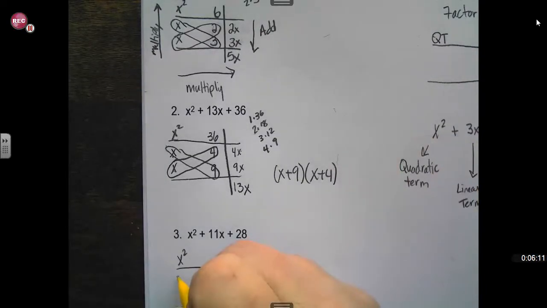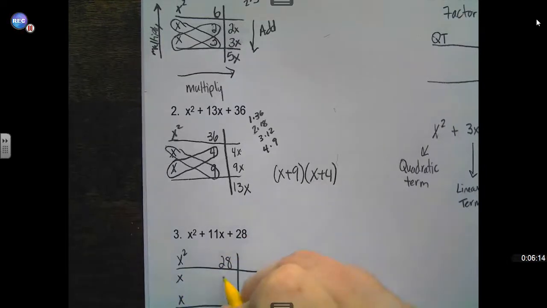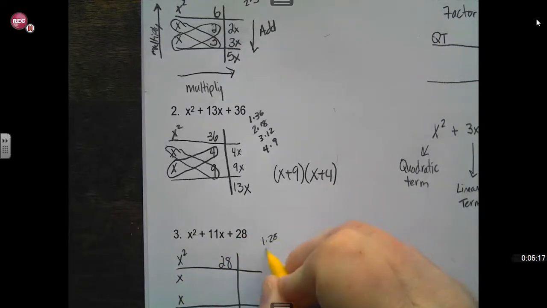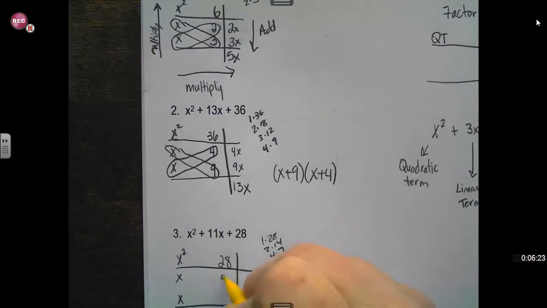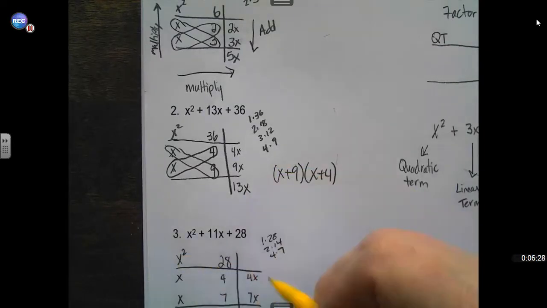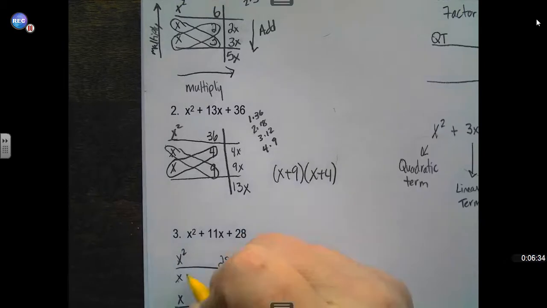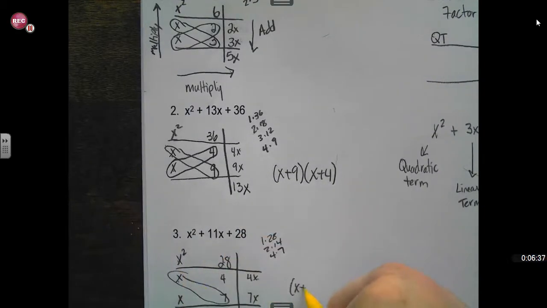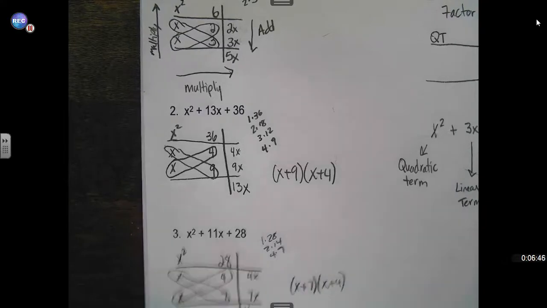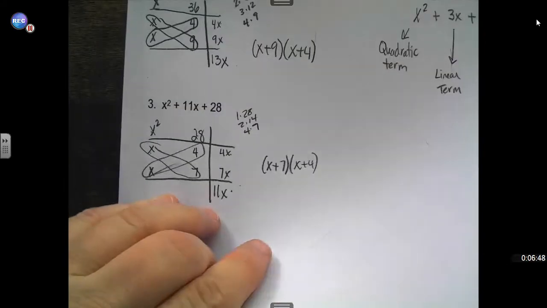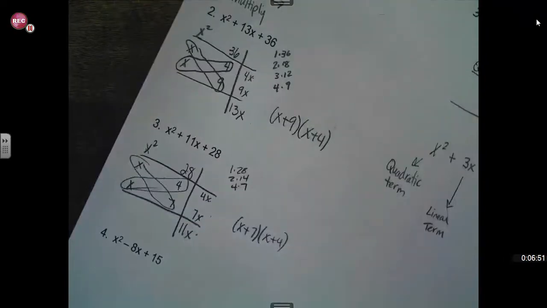So x squared again, it's x times x. 28: 1 times 28, 2 times 14, 4 times 7. 4 times 7 is going to multiply across, and then we check it. That plus that equals that, times that is good, that times that is good. So the answer is the quantity x plus 7 times the quantity x plus 4. Okay. The last one on this page.